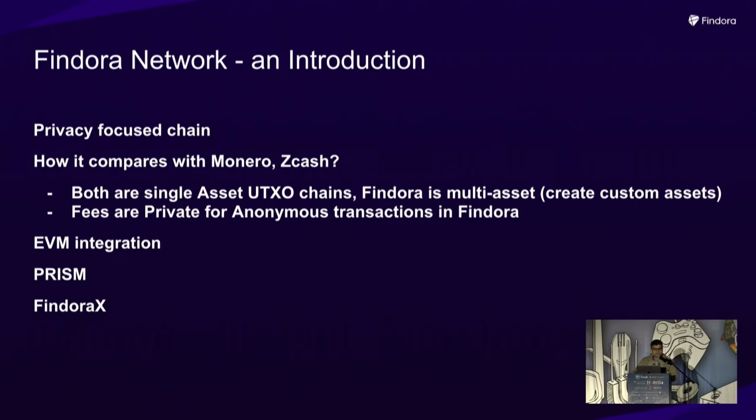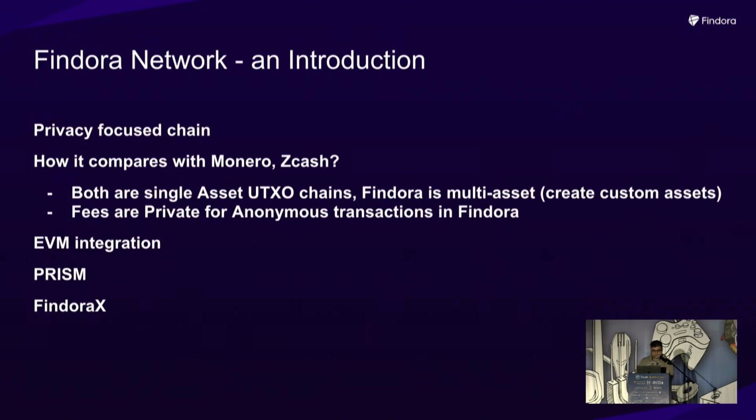And in the UTXO chain, you have an option to create assets and convert them to anonymous assets. And those anonymous assets can be transferred completely privately to anyone. They could be held. The proof of their ownership can be produced. So how does it compare with Monero and Zcash? Both are single asset UTXO chains. In Findora, the UTXO has an extra parameter called the asset ID. So you can create custom assets, like you create, say, ERC20 tokens on any EVM compatible chain.